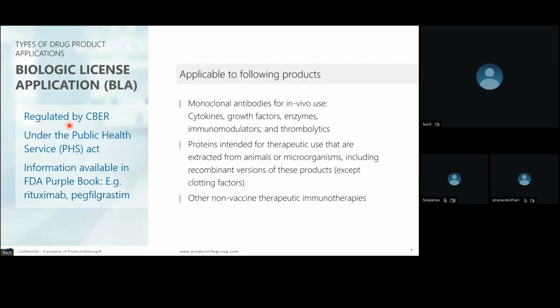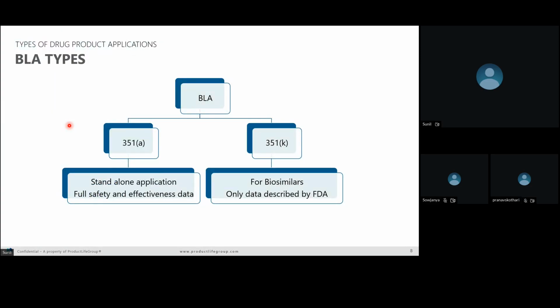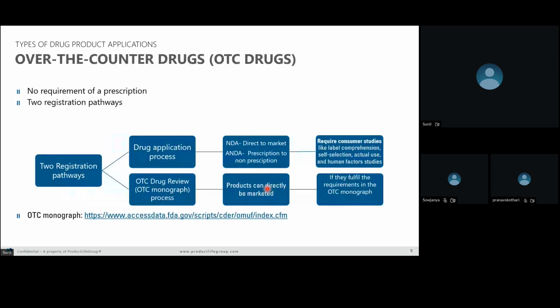So we saw that BLA is for biologic products regulated by CBER and under the PHS Act, and it is specifically for biologics. The BLA is of two types. Entirely new molecule will fall under 351A, totally new innovative molecule. While a similar copy of the innovator, if we are bringing, then it will be 351K. That is similar to a generic application for small chemical entities. So this is not called a generic, but it is called a biosimilar. Okay. So this was BLA.